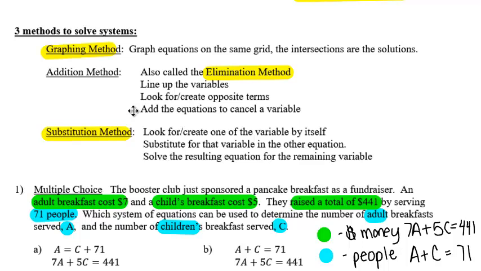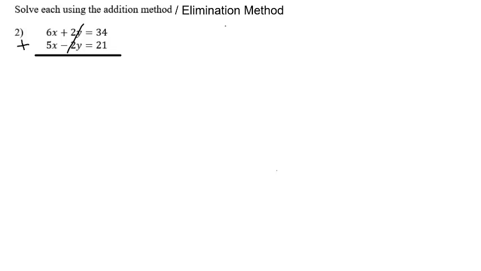But we're going to do the example. So that might have seemed like a lot there, but we're just going to do one and you know what I'm talking about. Okay, so first line up the variables. X's are on X's, Y's on Y's. We're good to go. Now we got to see if there are any opposites. Right here, positive 2, negative 2. Those are opposites, so we can go right ahead and add down.